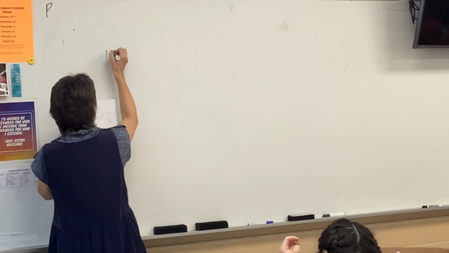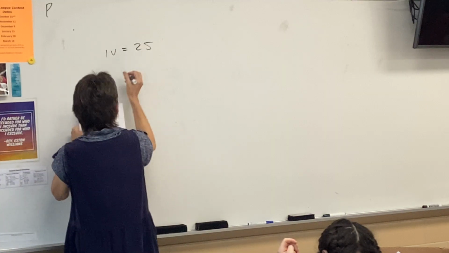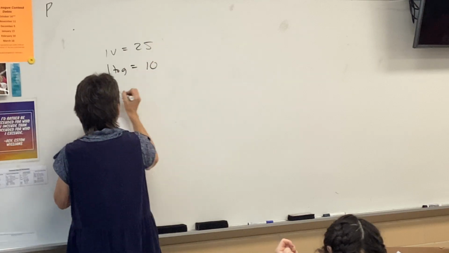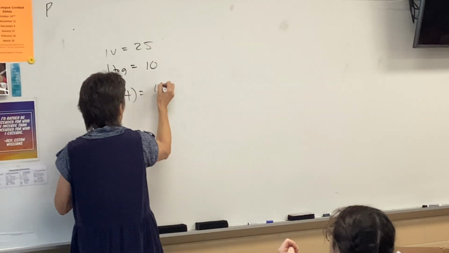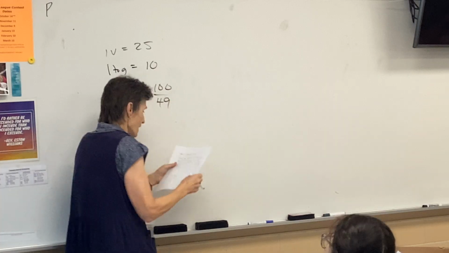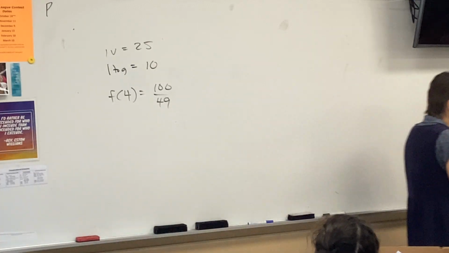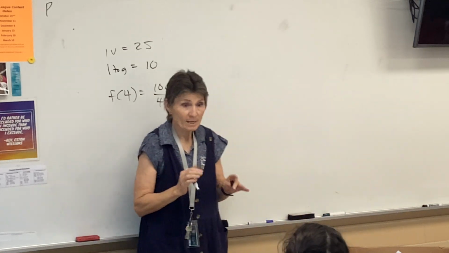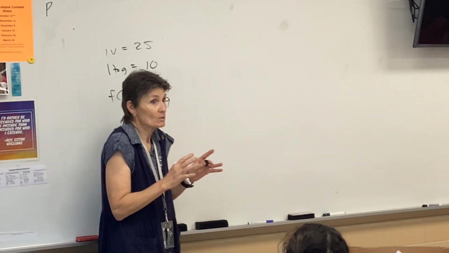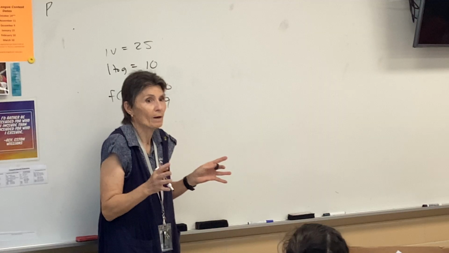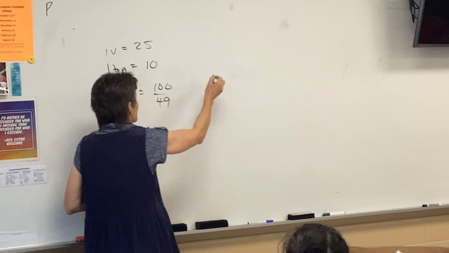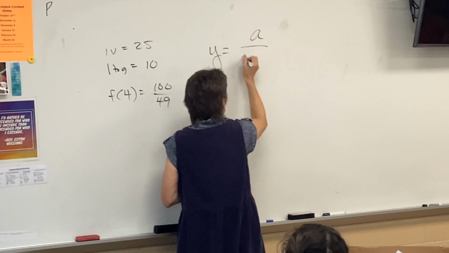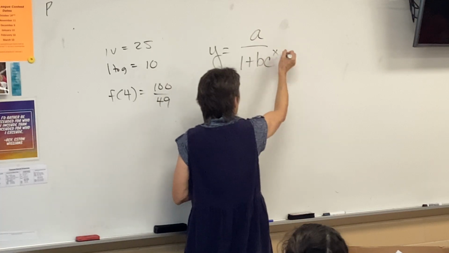Okay, so it said the initial value is 25, the limit to growth was 10, and f of 4 was 100 over 49. And you were going to write the equation of the logistic. Now, the first thing you had to know is what is a logistic equation? What am I shooting for? So hopefully you did something like this: A over 1 plus B C to the x.